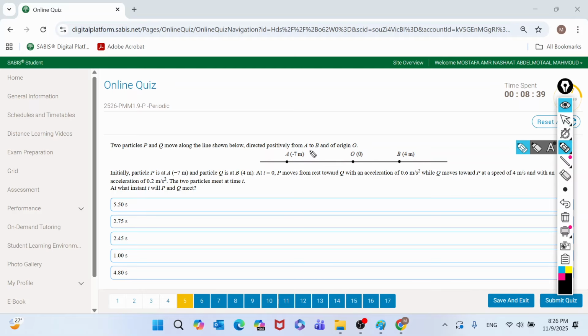So P is at A and Q is at B. P moves towards Q and Q moves towards P, and they meet at a point. We don't know what that point is. I'm just stating the given now, to make it clear. P starts from rest and accelerates at 0.6 meters per second squared, and here the acceleration is 0.2.